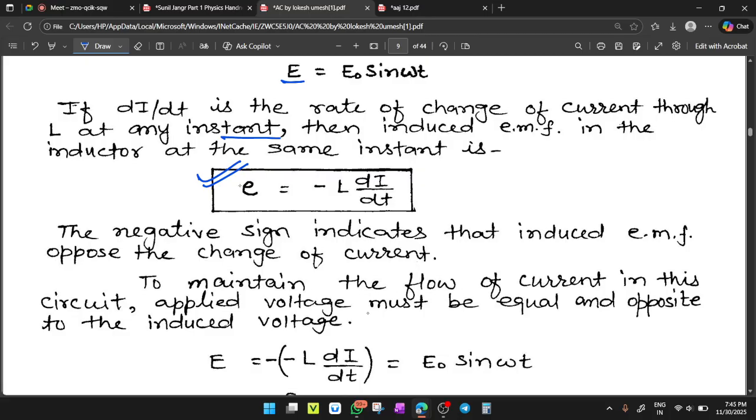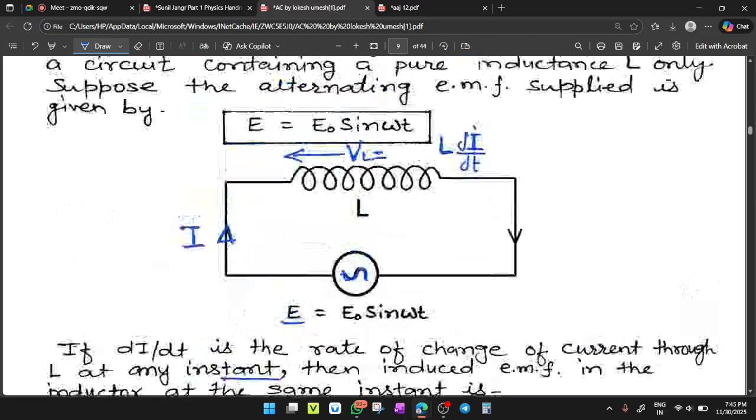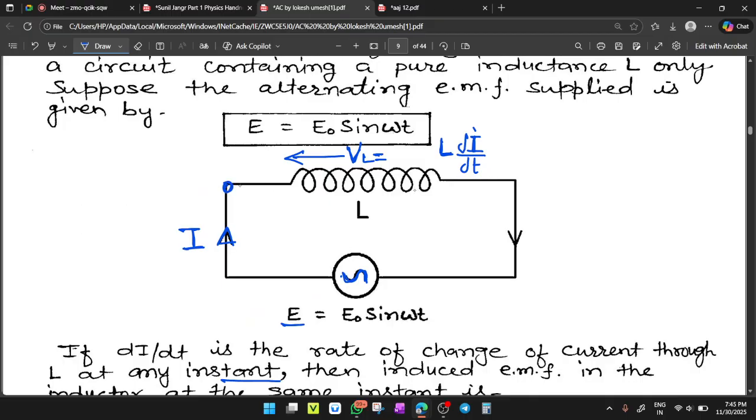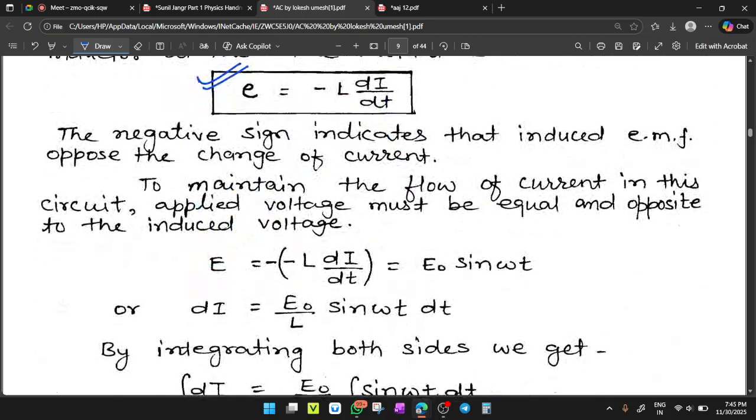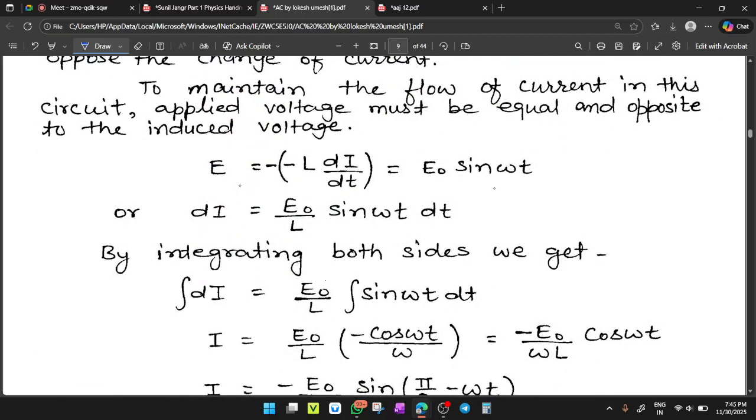To maintain the flow of current in this circuit, the applied voltage must be equal and opposite to the induced voltage. And in parallel, voltage cannot be changed. So in parallel the voltage will be the same, meaning this induced EMF will be exactly equal to the applied EMF, right? So the next line will be E0 sine omega t equals L di by dt. Fine. So E0 sine omega t equals L di by dt.